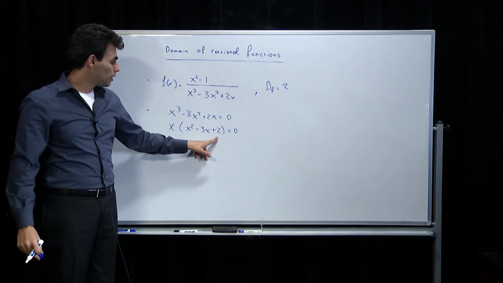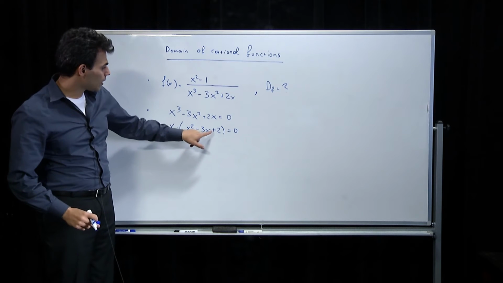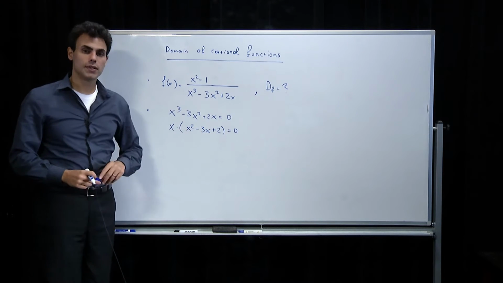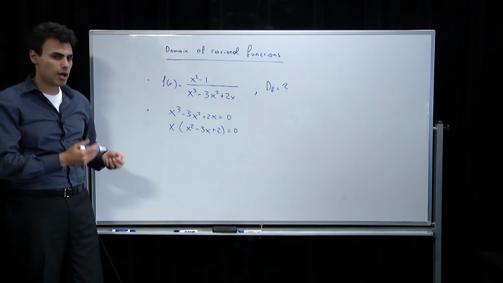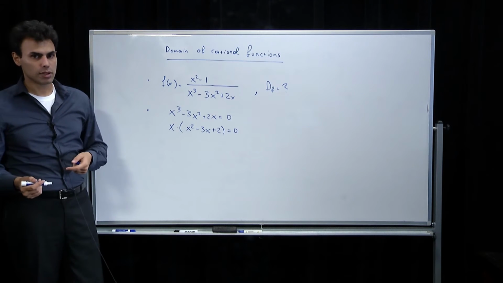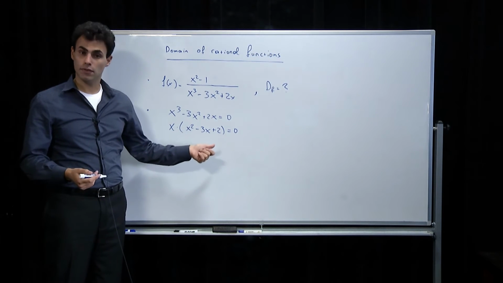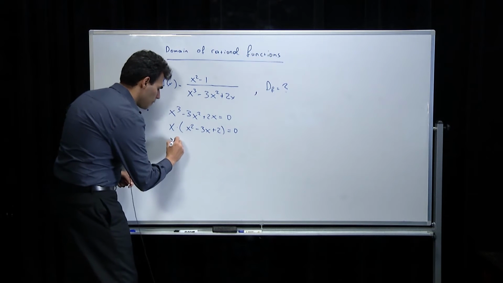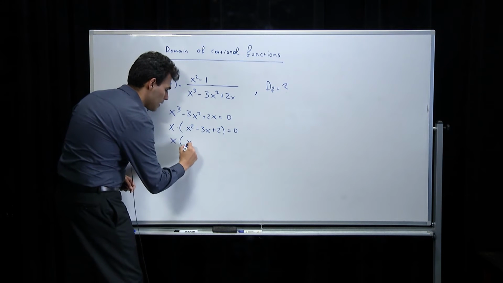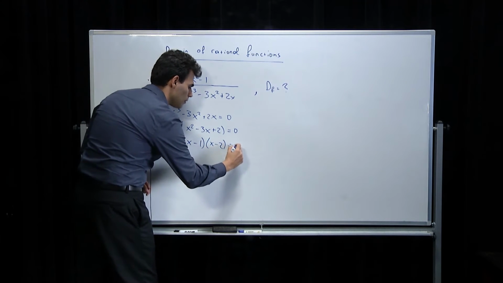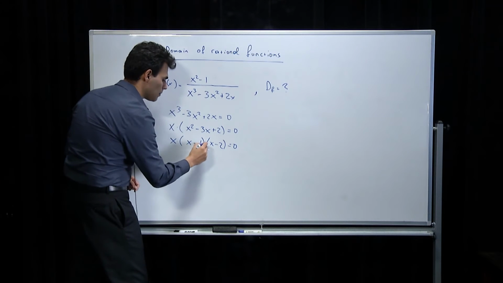We're looking for two numbers that add up to minus 3 and multiply to 2. And of course, these numbers are minus 1 and minus 2, right? Minus 1 plus minus 2 gives you minus 3. Minus 1 times minus 2 gives you plus 2. So this can be broken down further as x times (x minus 1) times (x minus 2). All right? It becomes this big product.